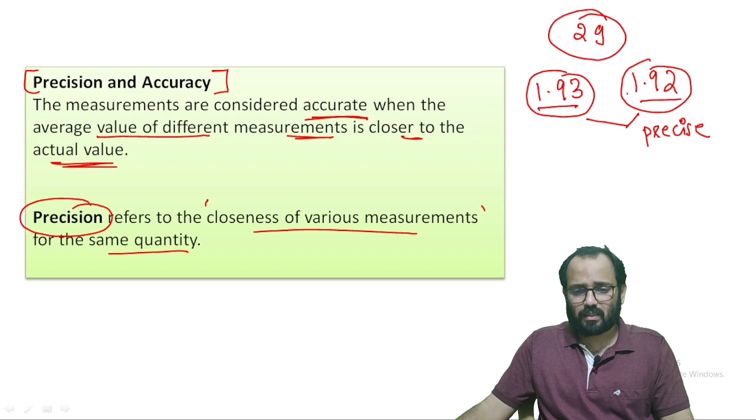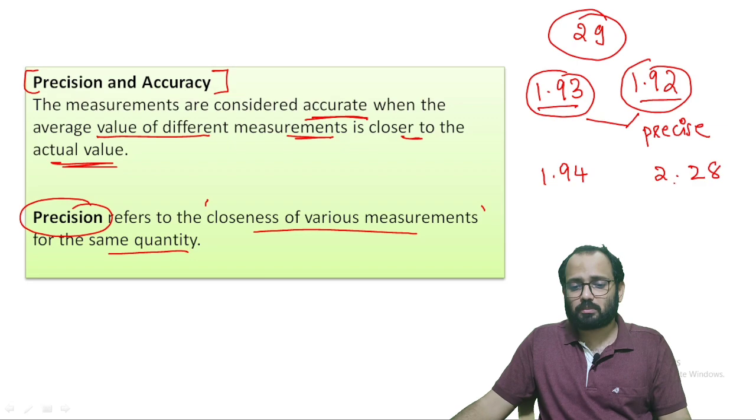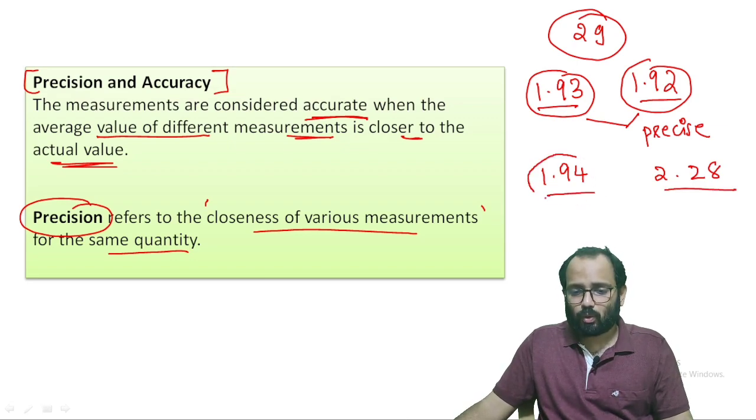And somebody else is measuring again. They are getting 1.94 for one measurement and 2.28 for some other measurement. Let's say, what about this one?